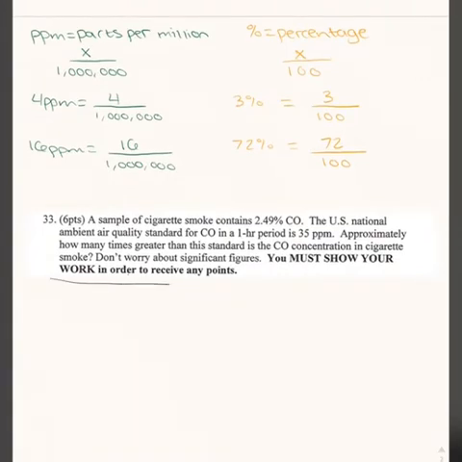So this example problem down here says that a sample of cigarette smoke contains 2.49% carbon monoxide. The U.S. National Ambient Air Quality Standard for carbon monoxide in a 1-hour period is 35 ppm. Approximately how many times greater than this standard is the carbon monoxide concentration in cigarette smoke? So the first part of this problem, we're going to have to convert the 2.49% carbon monoxide to ppm.